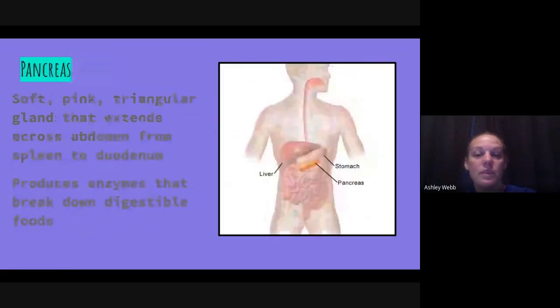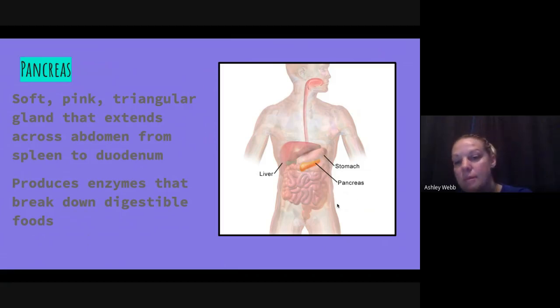Then we have the pancreas, which is a soft pink triangular gland extending across the abdomen from the spleen to the duodenum. It's not really pink in this picture, it's kind of orangish. It produces enzymes that break down digestible foods. The one we talk about most often is insulin, of course, and those people whose pancreas isn't producing insulin are diabetic.